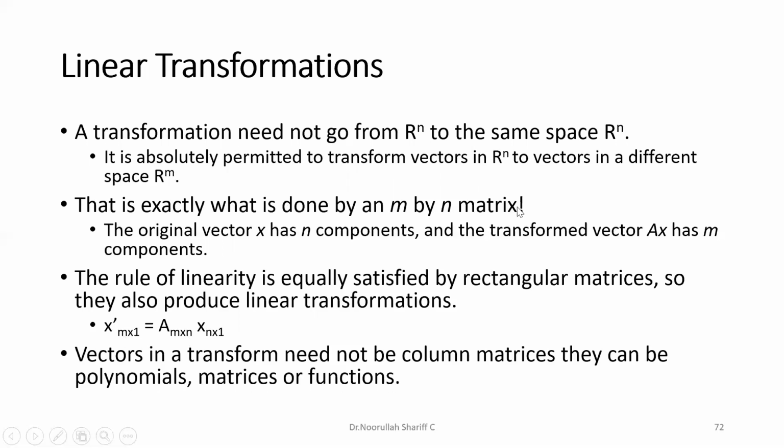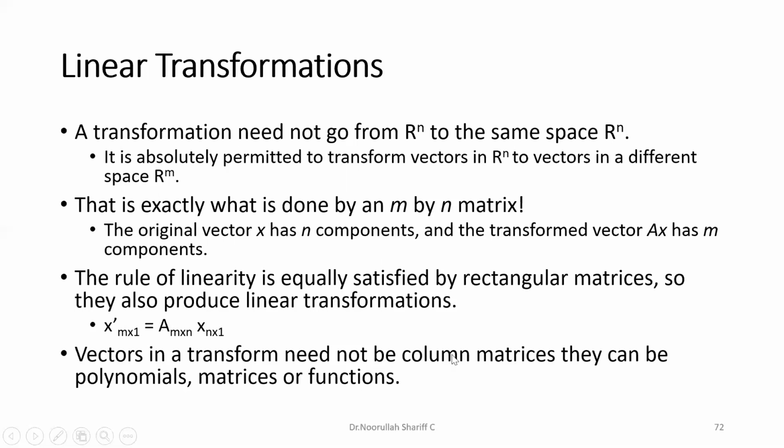That is exactly what is done by this m cross n matrix, and that's what we have just discussed. The rule of linearity is equally satisfied by rectangular matrices. So we have a rectangular matrix here, and the rule of linearity will be satisfied by rectangular matrices as well. So rectangular matrices also produce linear transformations.